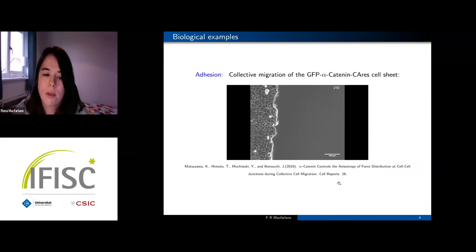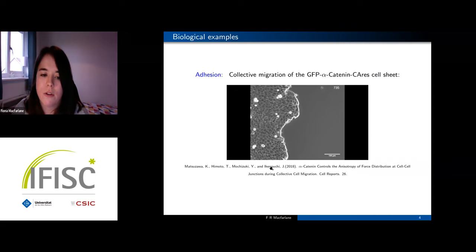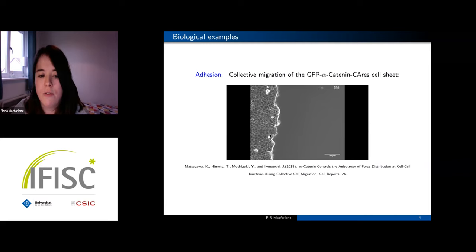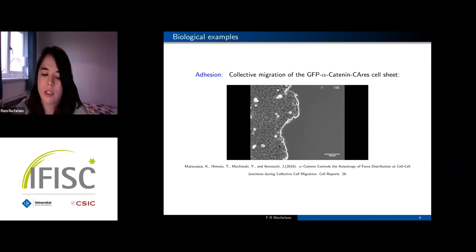An example of something like adhesion would be collective cell migration. So this is a nice video of, let me just run that again, of a cell sheet moving where each cell is contributing to the movement, but the population as a whole we see moves almost as one organism.